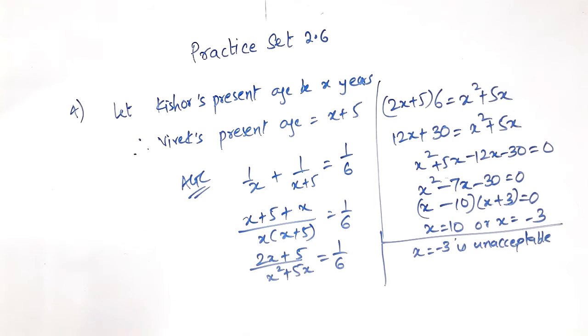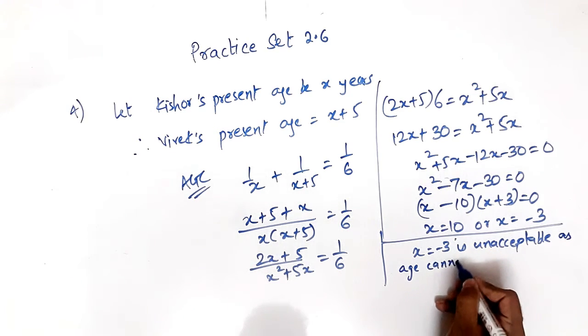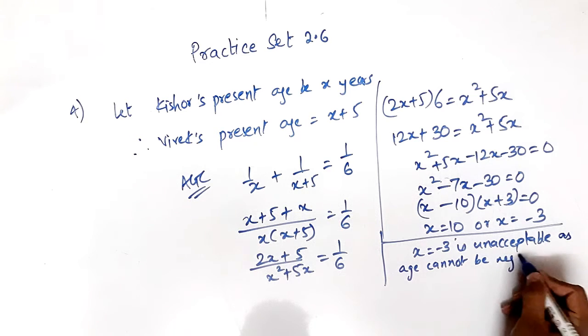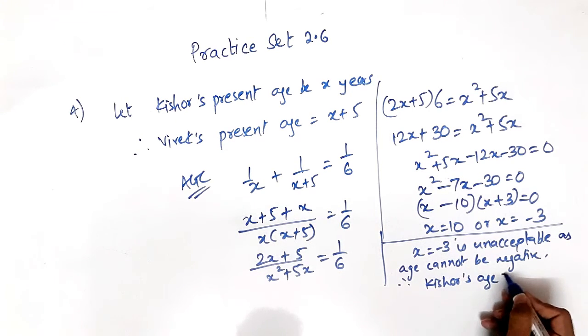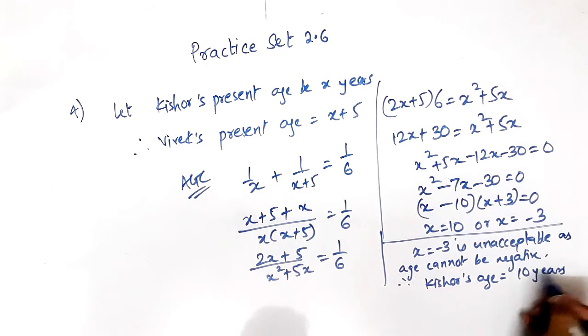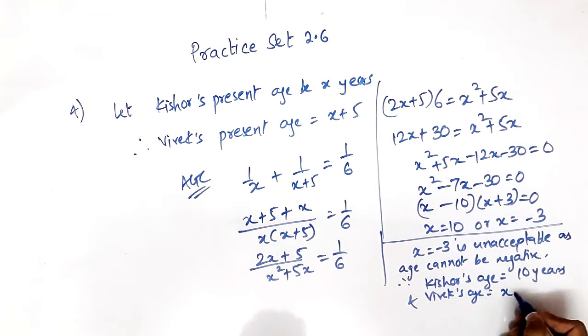Okay, it is unacceptable as age cannot be negative. Therefore, Kishore's age equals 10 years and Vivek's age, x plus 5, is equal to 10 plus 5, which is equal to how many years? It is 15 years. Okay, very simple.